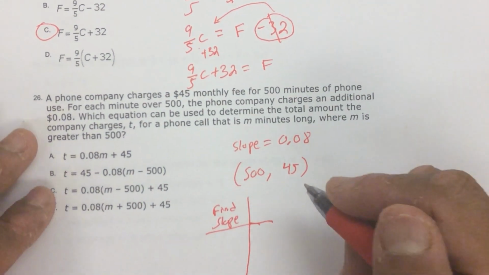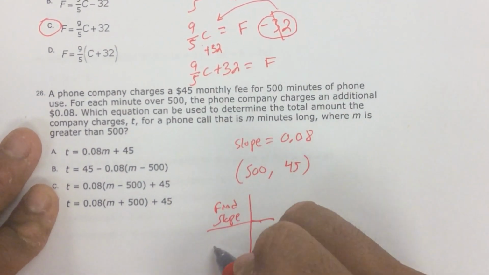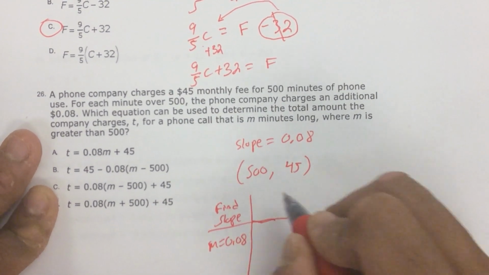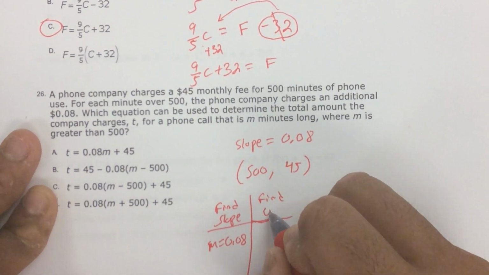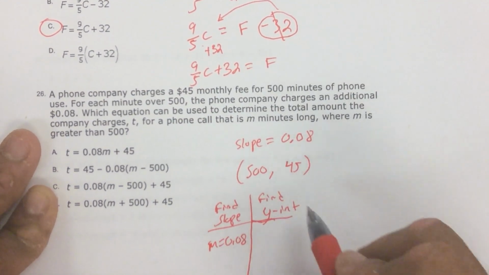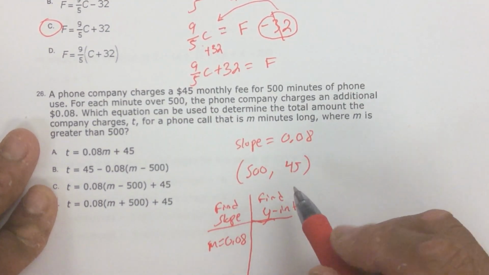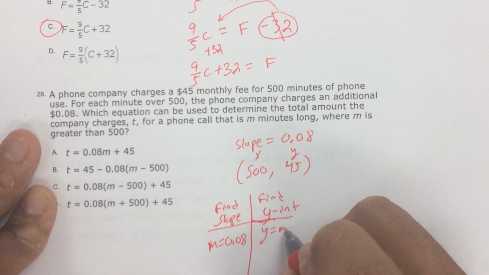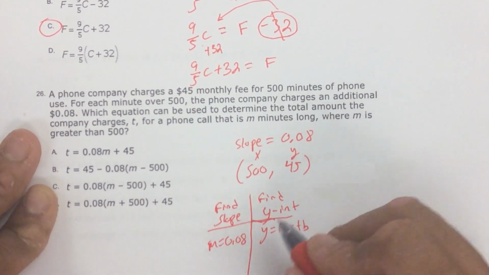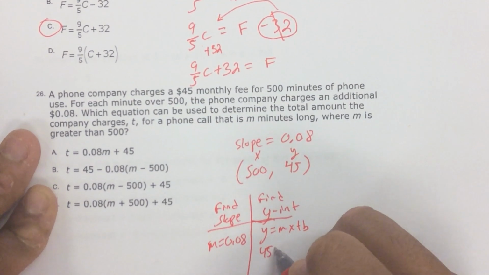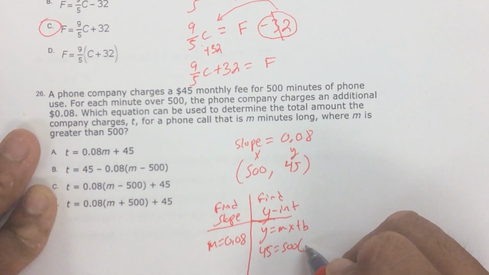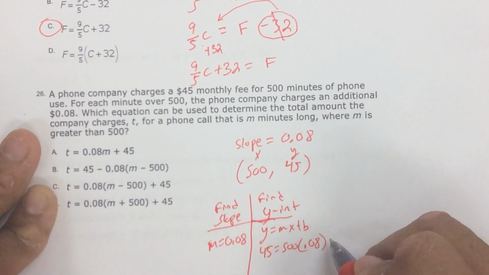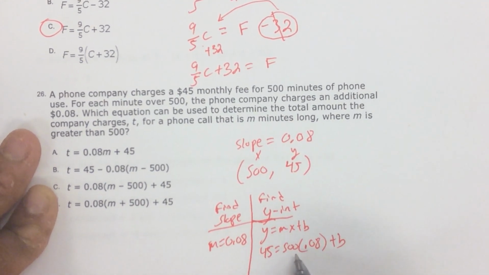So with that being said here, my slope obviously is 0.08. Next thing I need to do is find the y-intercept. Well, I'm going to use these two pieces of information, the slope and the point. The point is your x and your y. So using y equals mx plus b, I'm going to plug that in. So 45 equals 500 times 0.08 plus b.